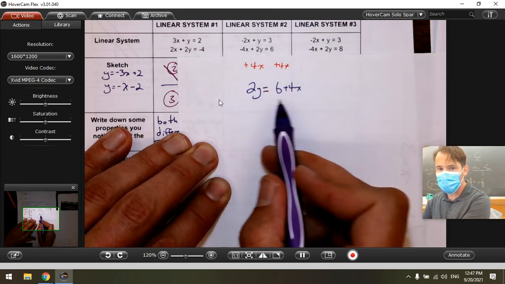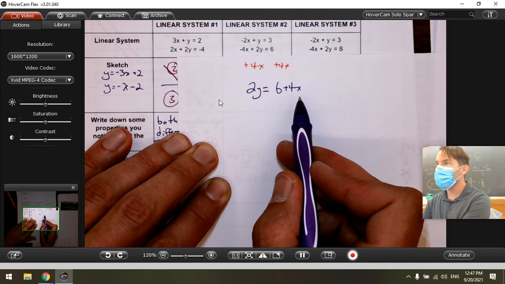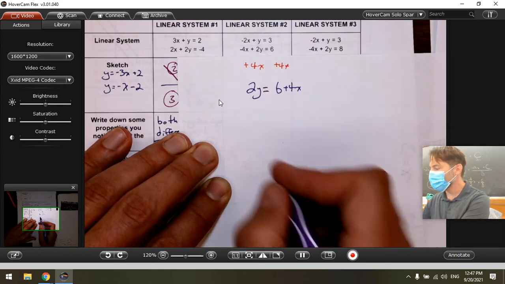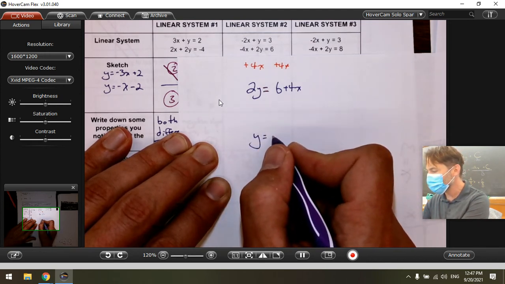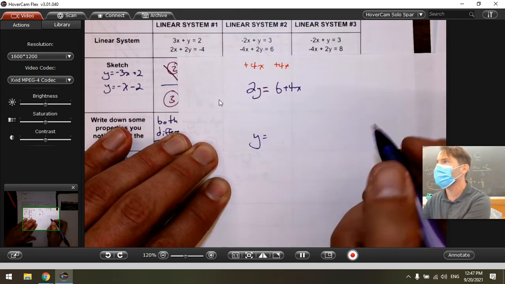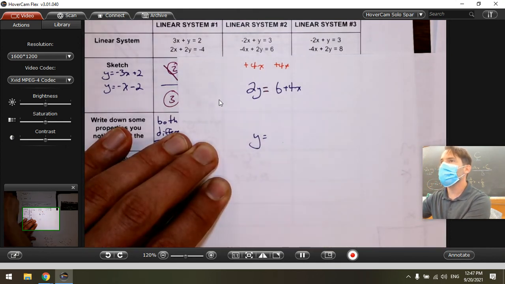Okay? But with this one, I need to do one more step. What do I need to do now to get properly into y is equal to m times x plus b? What do I need to do here? Yep.